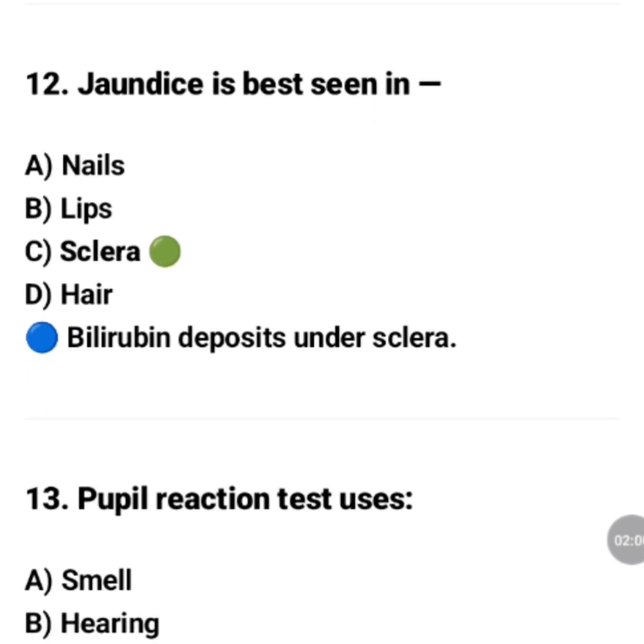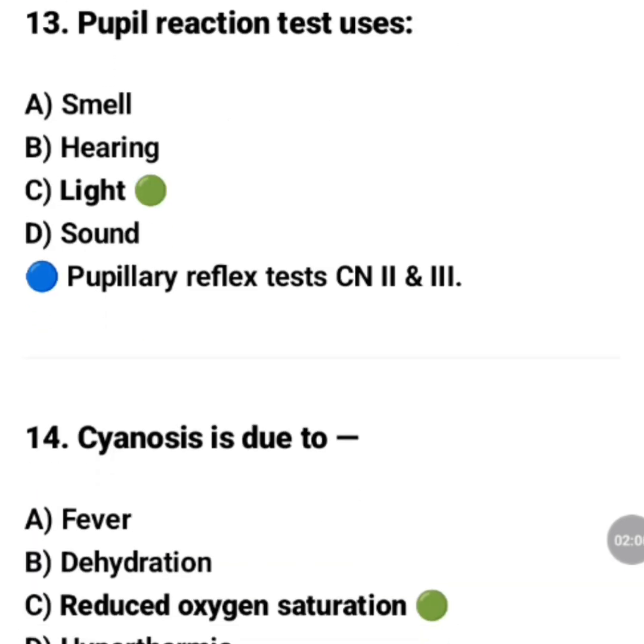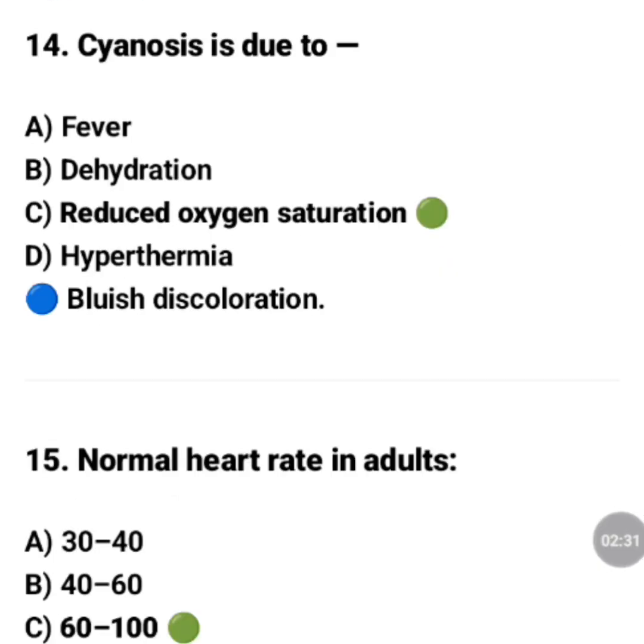Jaundice is best seen in. The correct answer is option C, sclera. Bilirubin deposits under the sclera. Pupillary reaction test uses. The correct answer is option C, light. Pupillary reflex tests cranial nerve 2 and cranial nerve 3. Cyanosis is due to. The correct answer is option C, reduced oxygen saturation. Bluish discoloration of skin is called cyanosis.